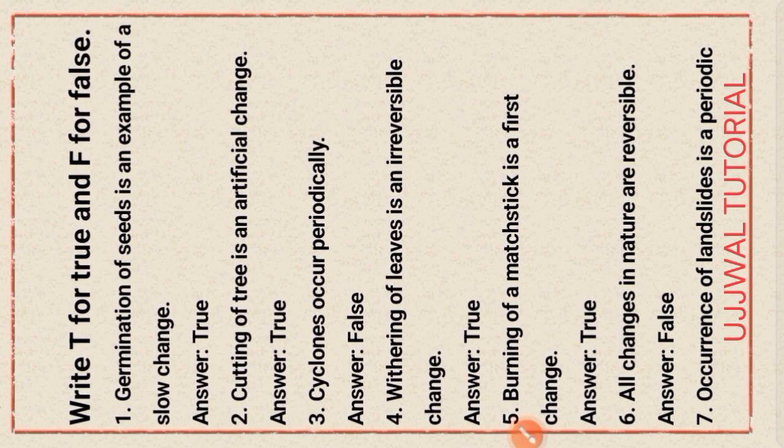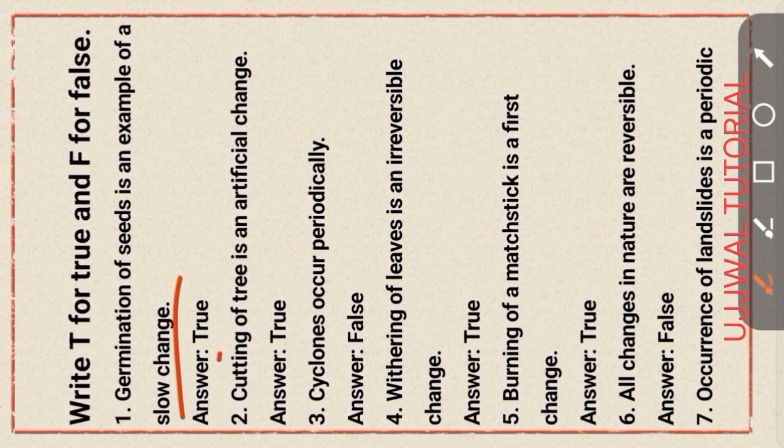Now write T for true and F for false. Germination of seed is an example of a slow change. This statement is true. Germination is not a fast change. Other examples: growing of a baby, growing of the human body, animals, are also slow changes. Cutting off a tree is an artificial change. This change is also an effect of human activity.